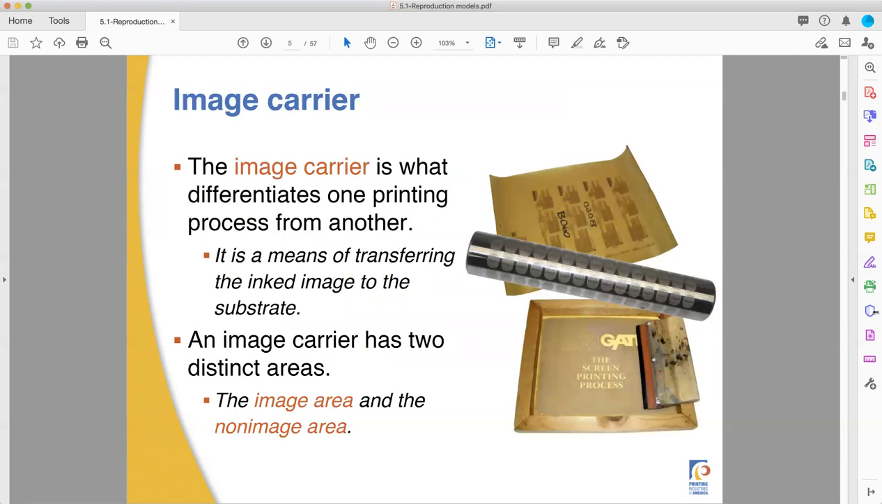So the image carrier is the part of the printing process that makes that printing process unique. What is it that's carrying that image? How are you taking ink and making it into the shapes you want? That's what the image carrier does. Every image carrier has two areas, as they call it here. They have the image area and non-image area. I don't like thinking about it this way because that just sounds kind of blah.